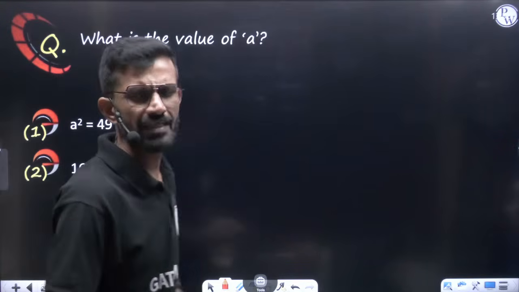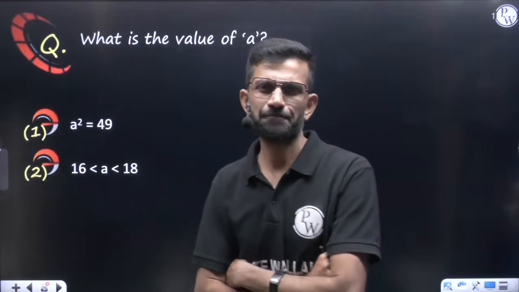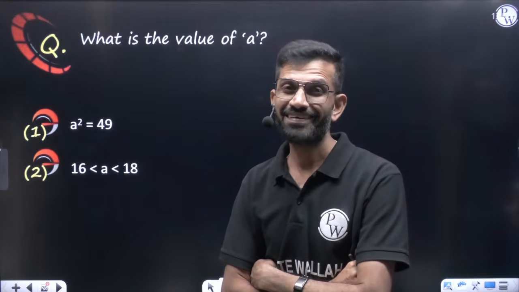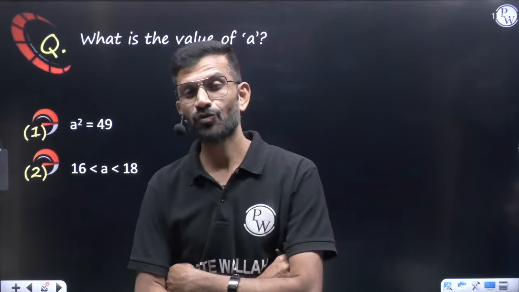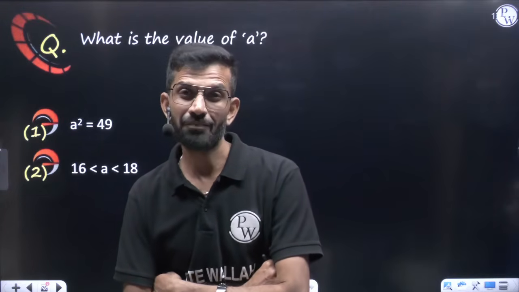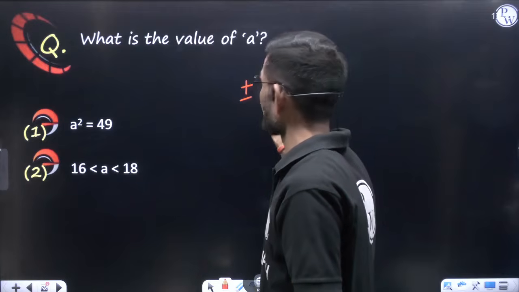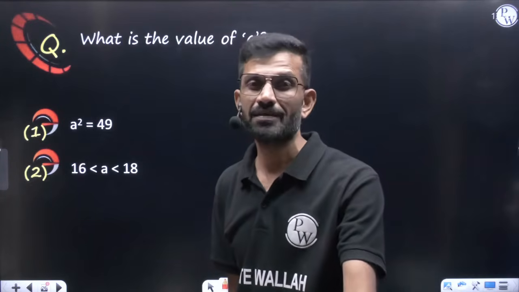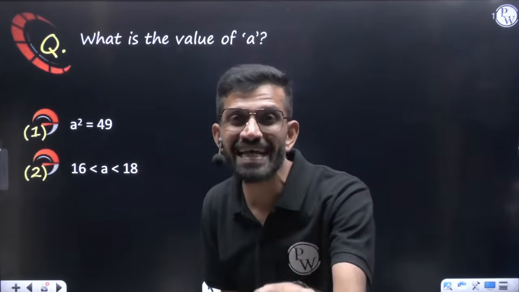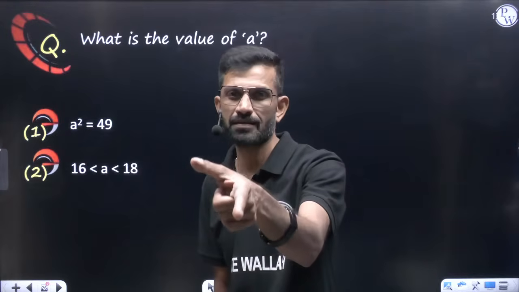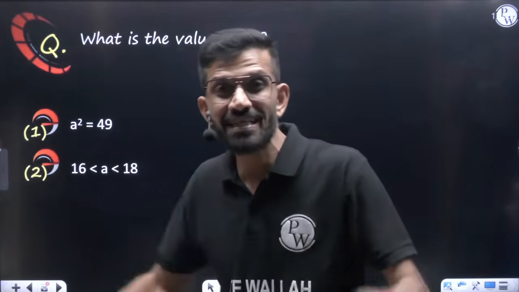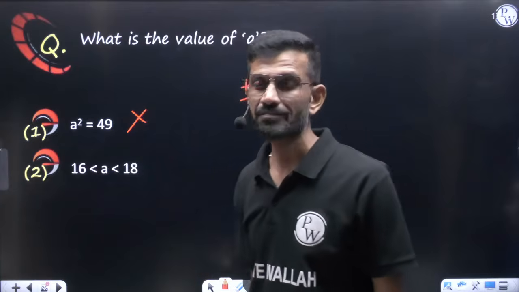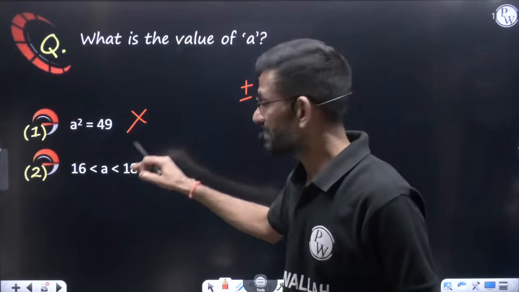Now, what is the value of A? Let us take the first statement: A square is equal to 49. So what will be the value of A? Plus 7 or minus 7? My dear friend, A square is equal to 49, so A value can be plus 7 or minus 7. No doubt in mathematics we write plus minus 7. But are you confirm whether it is plus 7 or minus 7? I want a confirm answer. Don't guess it. So we are not getting a confirm answer. It can be plus 7, it can be minus 7. So the first statement data is not sufficient. Moving to the second statement: 16 is less than A is less than 18.